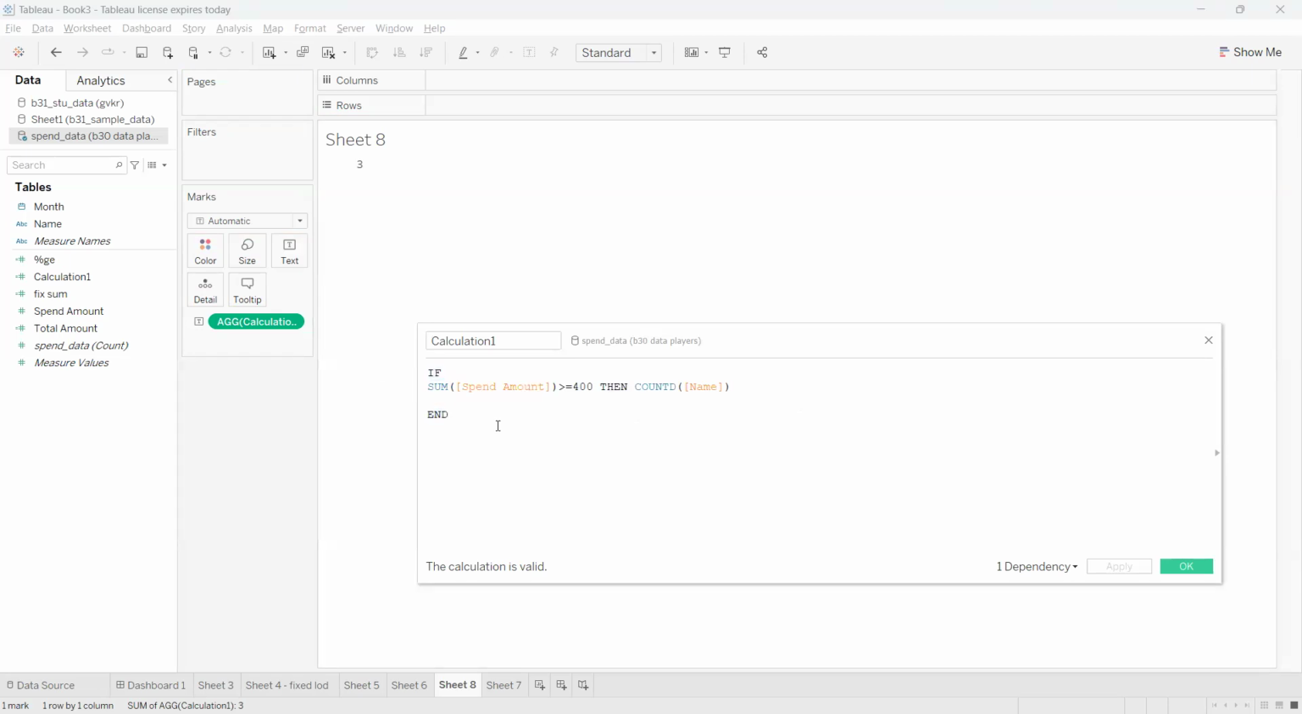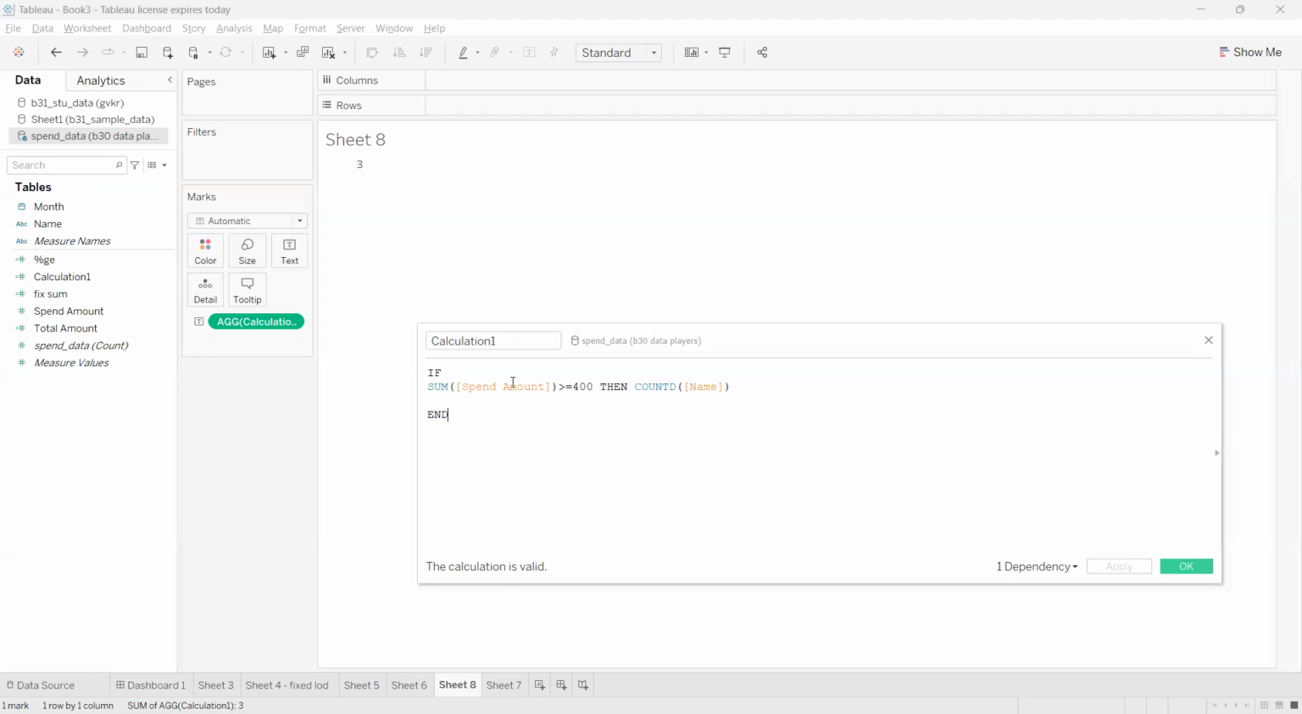I have done so many interviews till now. If I ask anyone how many persons are there having sales greater than 400, I want to show the count of those persons, they will directly tell this answer, which is a wrong answer. See, the sheet itself is directly showing the wrong value here.